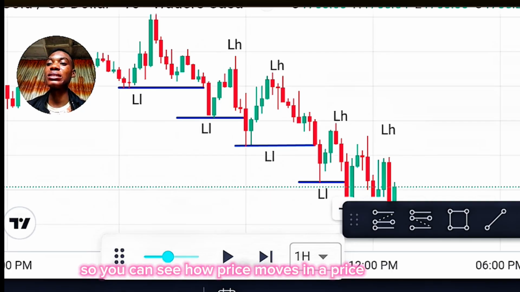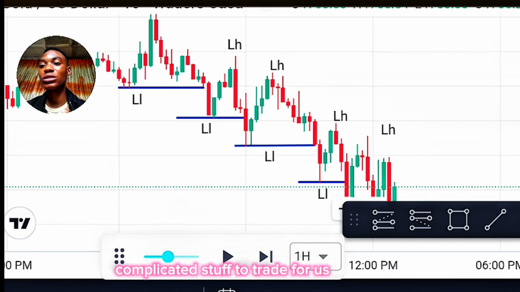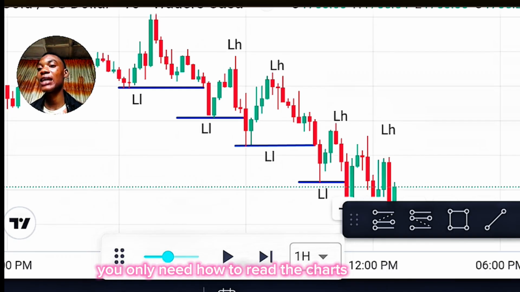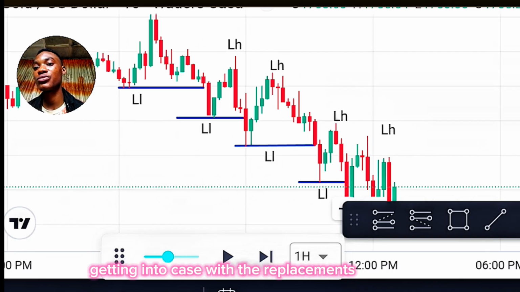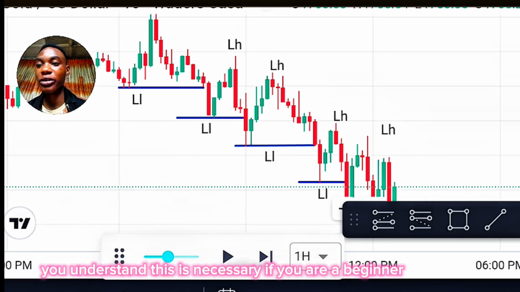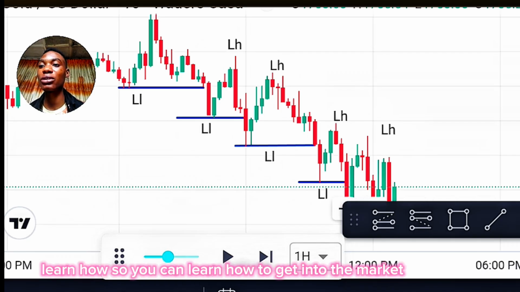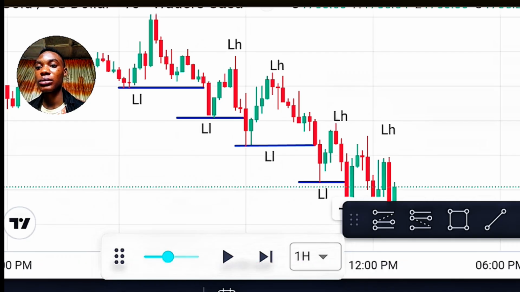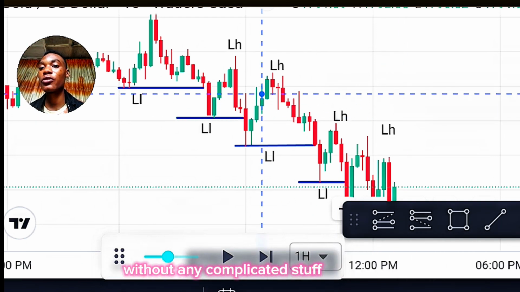So you can see how price moves. This is pure price action, how price moves in the chart. So you don't need any more complicated stuff to trade forex. You only need to know how to read the chart and move with the price action. You understand? I'll also show you guys the tool you use in getting into trades with the retracement the price shows. This is necessary if you are a beginner trader, so you can learn how to get into the market without any delay, without any complicated stuff.